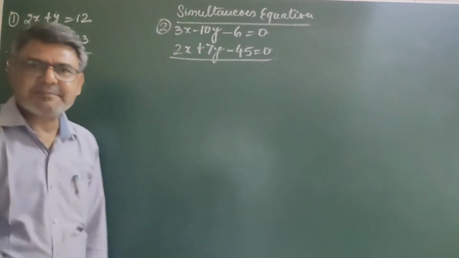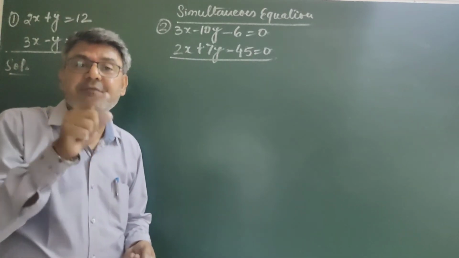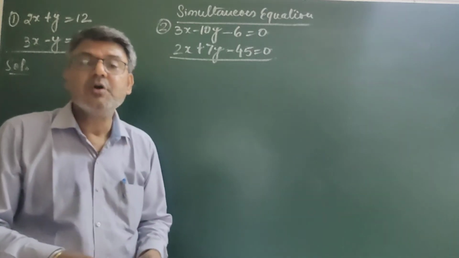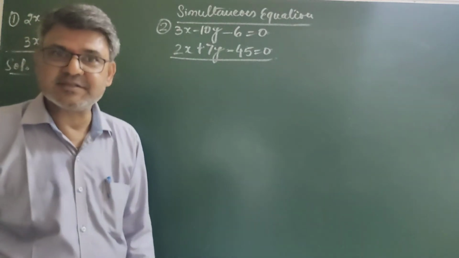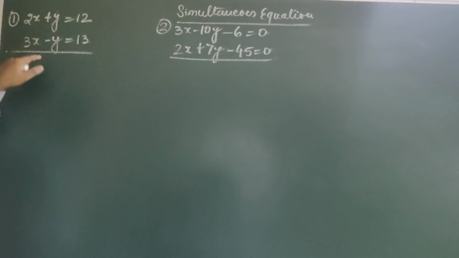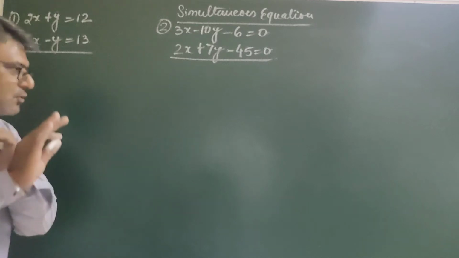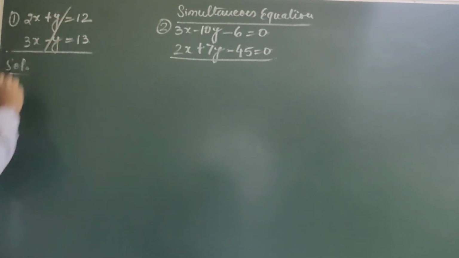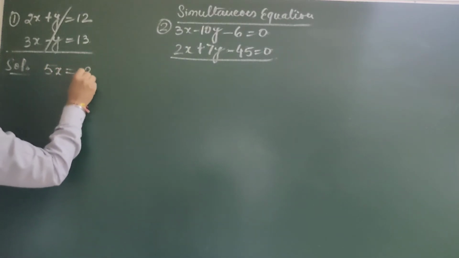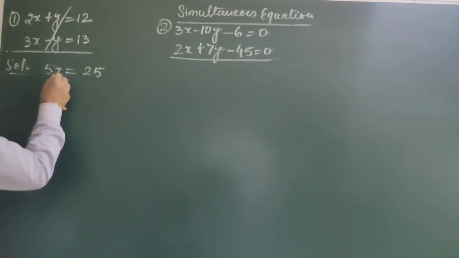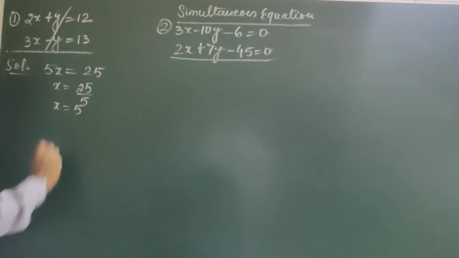What did I tell you in step number 2, what do you have to check in equation 2? The coefficient of y in equation 1 or 2: equal coefficient or unequal coefficient. In the question both are the same, that means equal coefficients are there. So you have no problem, cancel. 2 plus 3, 5x equals 25. Very simple. x equals 25 divided by 5. Now x equals 5.